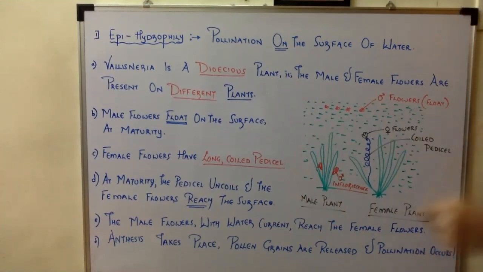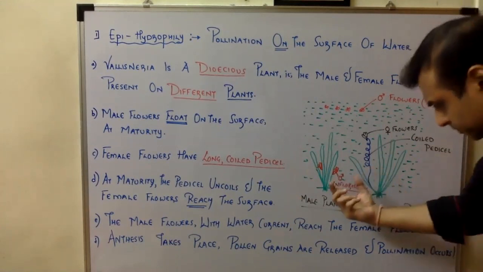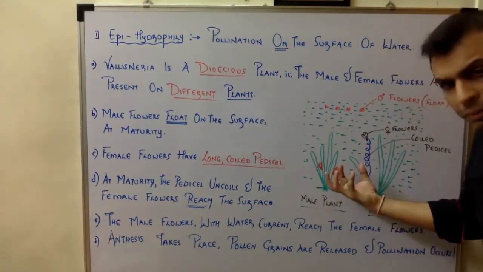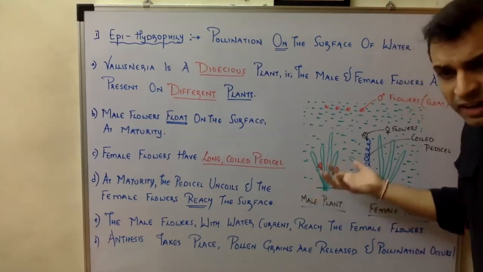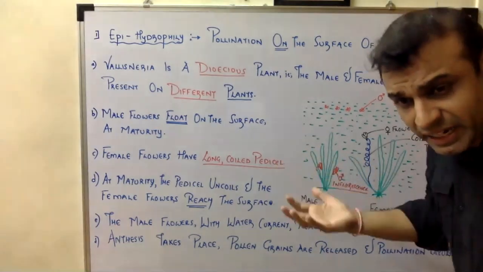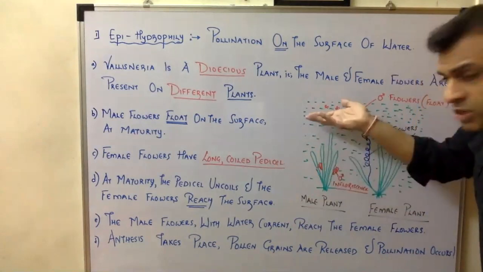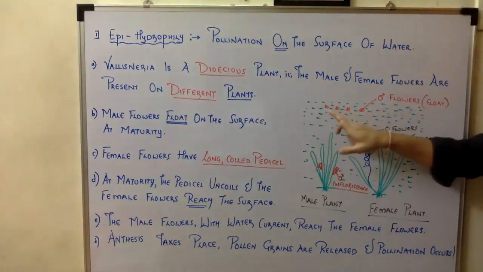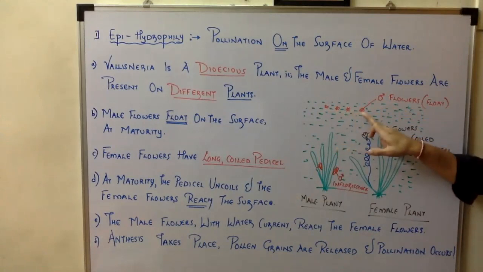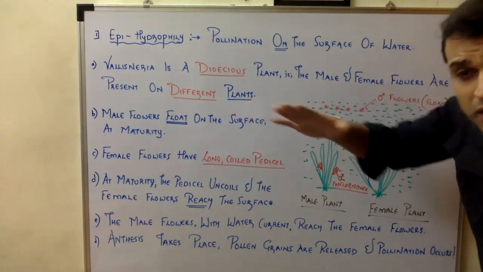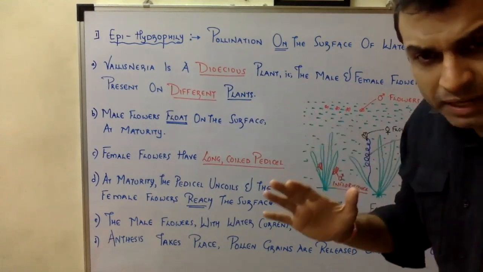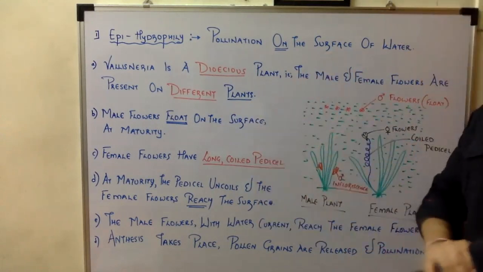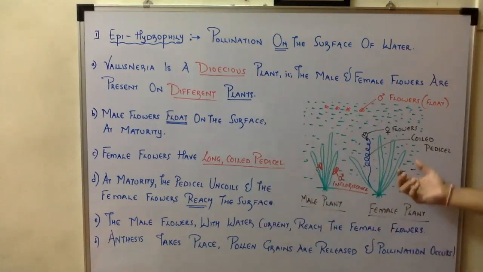Okay. Now, on maturity, what happens? The male inflorescence will now start opening up and all the flowers are released. As they are light in weight, these flowers reach the surface of water. So you can see that these are nothing but the male flowers which are floating on the surface of water. I am repeating my statement again. The flowers are floating on the surface of water. Now, let us come to the female plant.